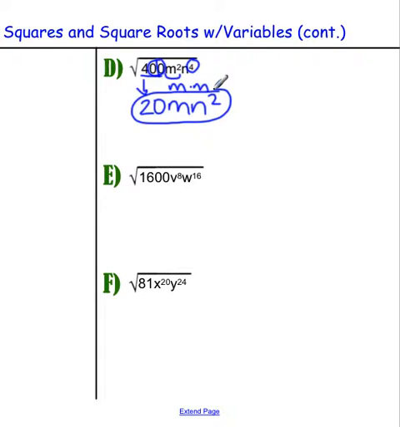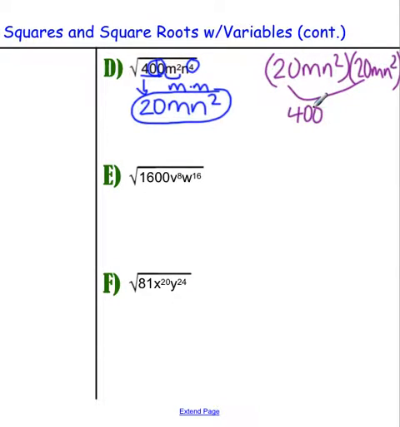And if I check it out and go back and square that, taking 20 m n squared times 20 m n squared, I would get 20 times 20, which is 400, because 2 times 2 is 4, add the 2 zeros. M times m is m squared, and n squared times n squared is n to the 4th. So I know it checks out.